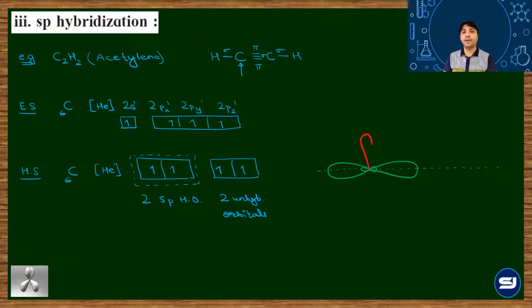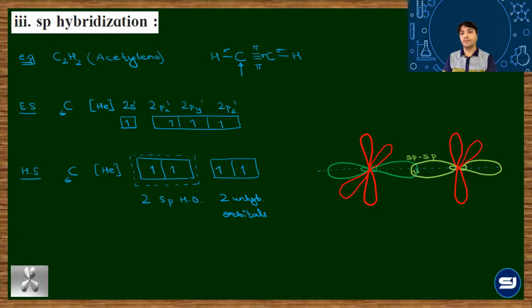And the remaining unhybridized orbitals will once again be lying perpendicular, one here and one here. This is, let's say, y and this is z. Understood? Yes, sir. Now from the front the second carbon will come. So the second carbon will have head-on overlapping between the sp hybrid orbitals. So this will form an sp-sp overlap sigma bond between the carbon atoms. Okay? And once again, the two unhybridized orbitals would be lying perpendicular like this.